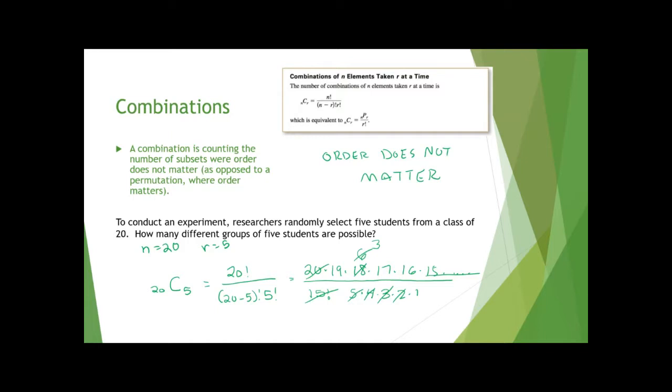So when you actually do this math, let me pull out my calculator. Just like the permutation, I have to enter 20 first, then hit my nCr button, and then type in 5. So I get 15,504. That is how many group combinations there are from 20 different students if you're having groups of 5.